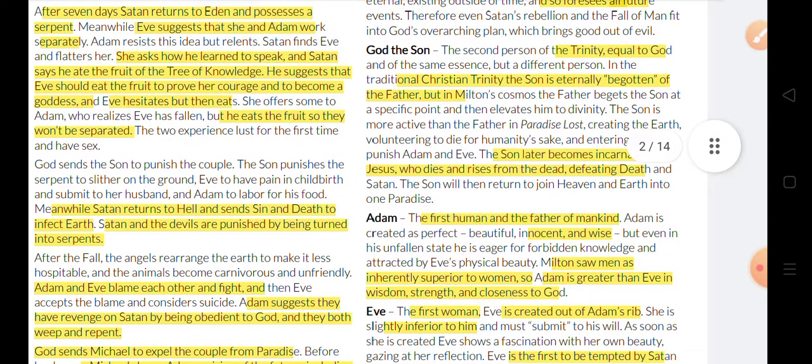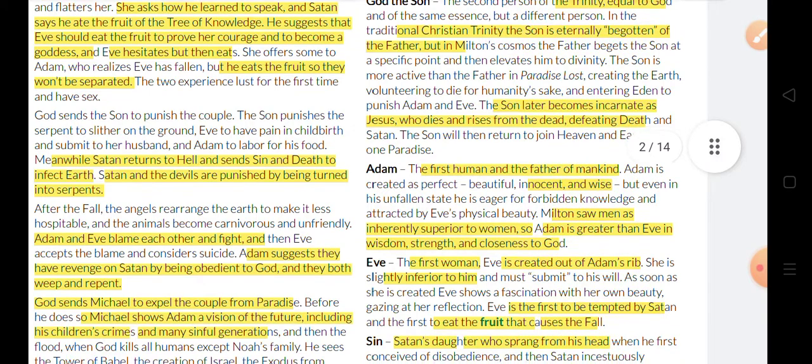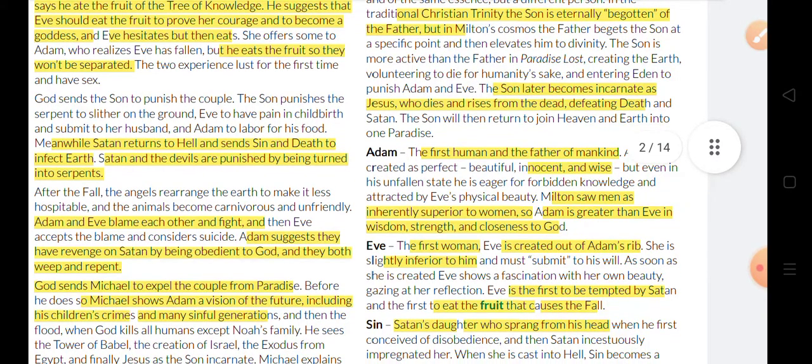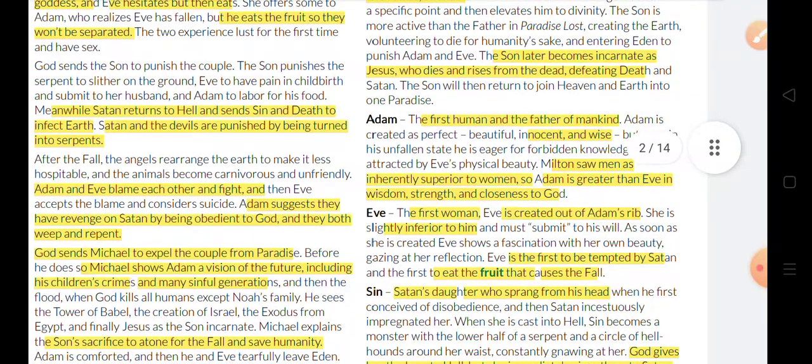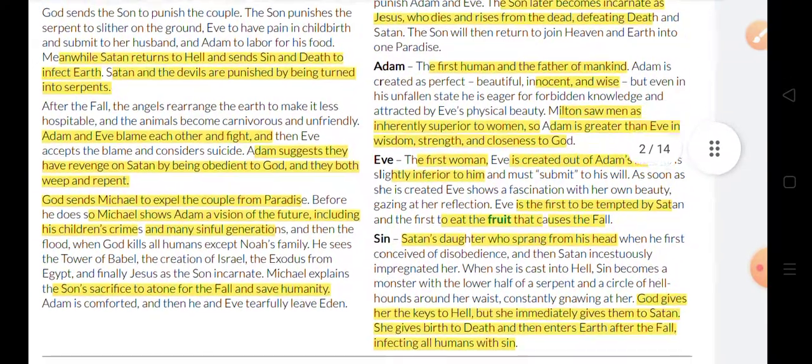And then the Son, Jesus Christ, an important part of faith in Christianity. There is the concept that the Son will resurrect one day and save humanity from that suffering. And the Son later becomes incarnate as Jesus, whose body rises from the dead after defeating death, the resurrection.